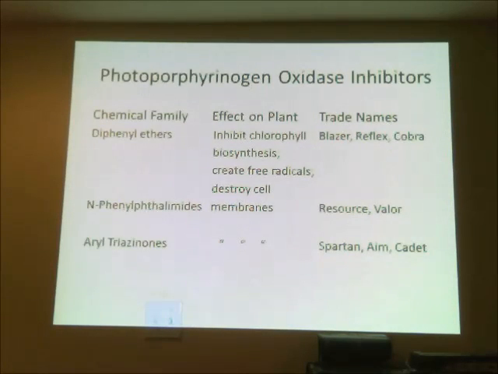Another chemical family is the diphenyl ethers, and they inhibit chlorophyll biosynthesis. All the compounds that are shown here, the diphenyl ethers, the N-phenylphthalimides, and the aryl triazinones. And these are the names of the compounds that a farmer would actually buy: Blazer, Reflex, Cobra, Resource, Valor, Spartan, Aim, and Cadet. Those are the protoporphyrinogen oxidase inhibitors.